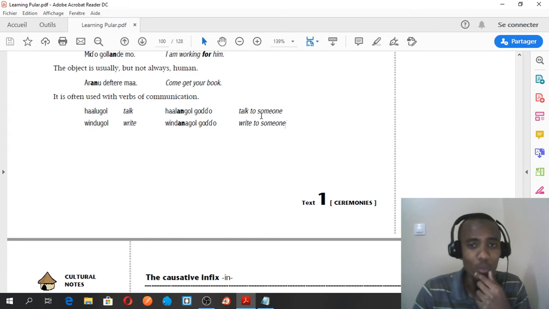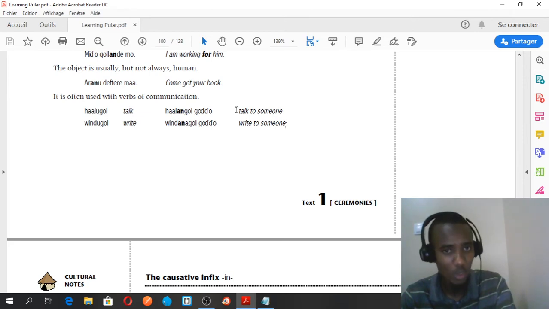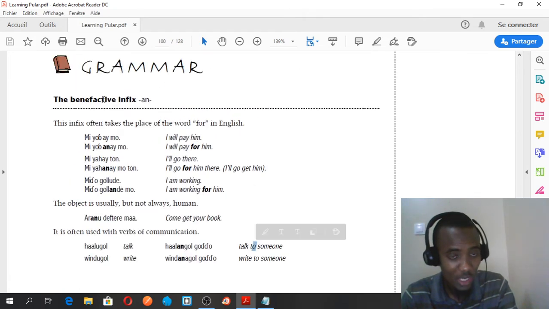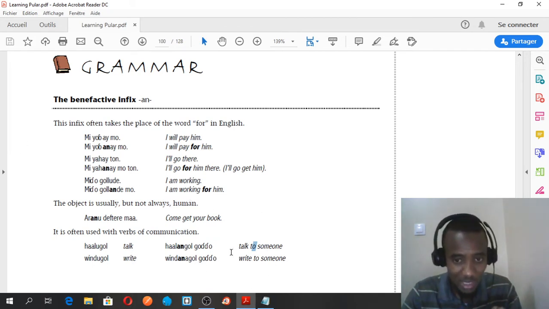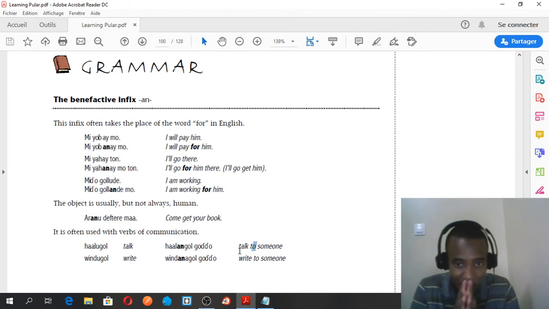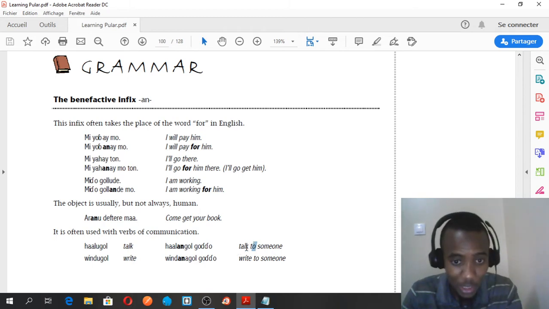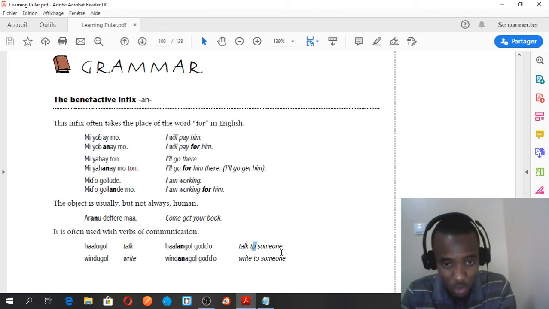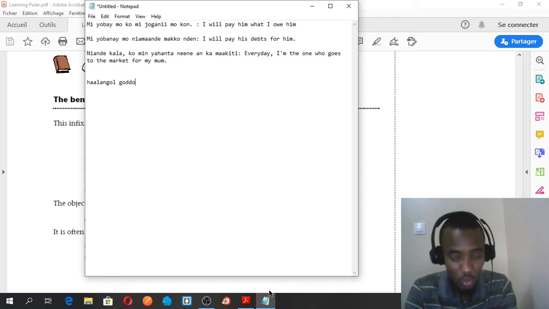Halam gol godo, talk to someone. It's talk for someone. Halam gol godo godum means to talk to someone, to tell someone something. Now here it should be talk for someone, because again it can mean both: the benefactive, to talk for someone, or just to talk with someone, or to tell someone something. But here it should be talk for someone because we are in this chapter. To tell someone something is halangol godo, and godo means someone, okay?